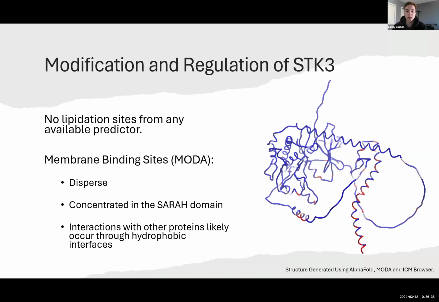STIK3 was not predicted to be lipidated at any site according to any available predictor program. Here we have the MODA output for the AlphaFold structure with regions predicted of having a high likelihood of membrane association here in red. As you can see, these sites are quite dispersed and they're mostly localized to the SARA domain. So that suggests that protein binding at the SARA domain occurs through hydrophobic interfaces.